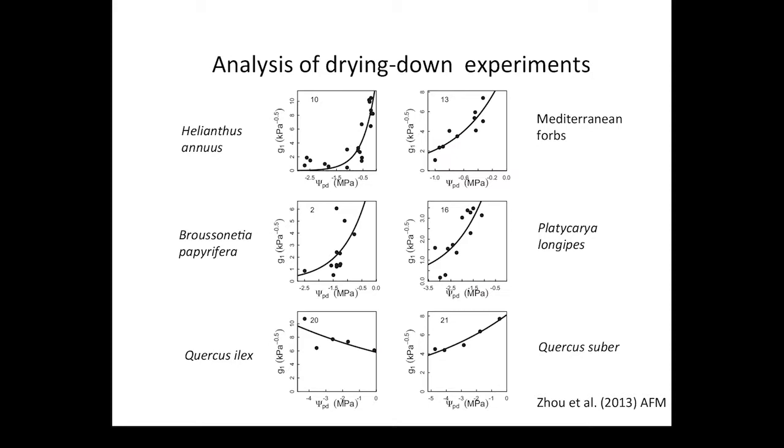This is showing sunflower, very rapid decline in this G1 or squiggle parameter with pre-dawn water potential. Examples here from temperate or subtropical trees, which are sort of intermediate. And then this is the cork oak, very tolerant of low soil moisture. And in this case, this data set, Quercus ilex, even apparently going the wrong way, although it's probably more or less flat.